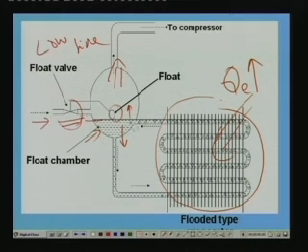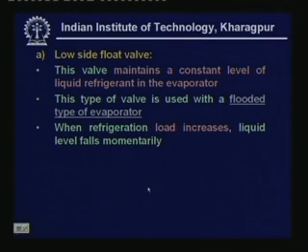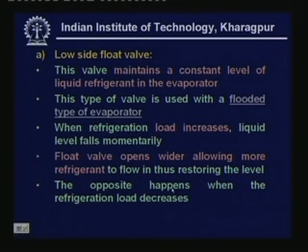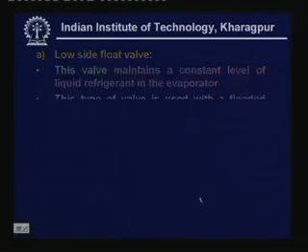Okay, and the reverse happens when the load falls and the level rises. When the load falls and the level rises momentarily, then this float will move up. Once the float moves up, this valve will be closed. Once this valve is closed, not fully, but the opening becomes narrower, less refrigerant enters into the float chamber, again the level is restored. Okay. So, this is what I have explained. When refrigerant load increases, liquid level falls momentarily, the float valve opens wider, allowing more refrigerant to flow, thus restoring the level. The opposite happens when the refrigerant load decreases.